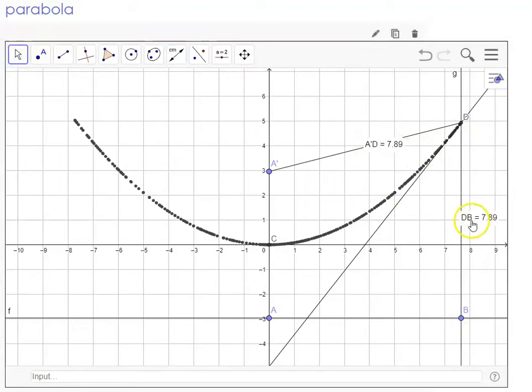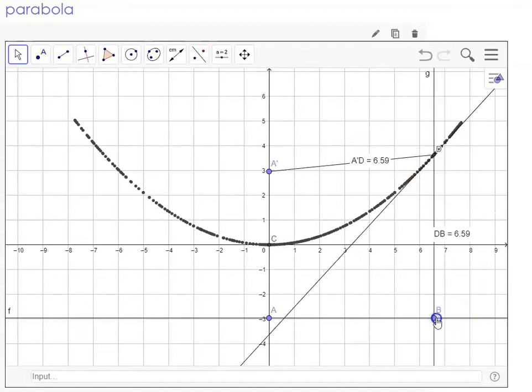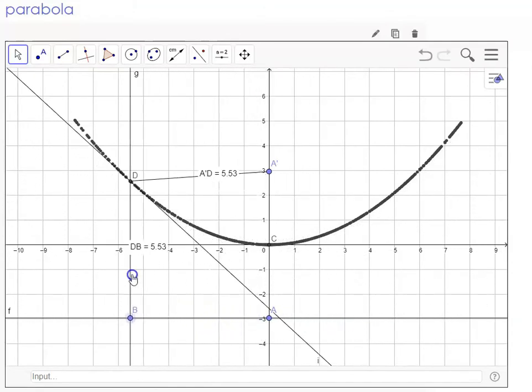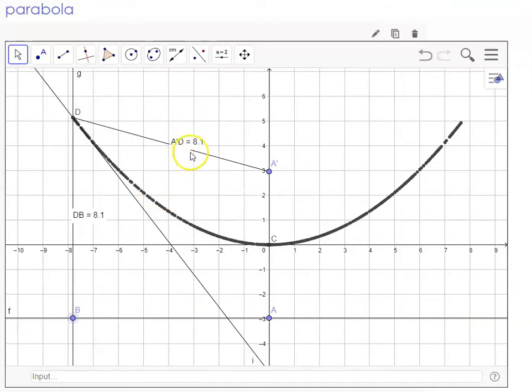You should notice that those two distances are the same. That's kind of cool. But watch, as I move this again, we notice that they're always the same. And that is the analytic geometric definition of a parabola. This idea that for any point on the parabola, the distance to A prime is the same as the distance to this line. This line has a special name. It's called the directrix.